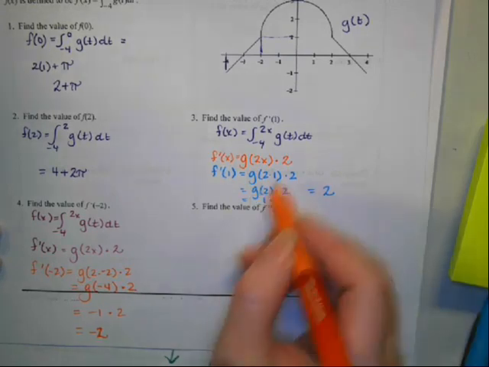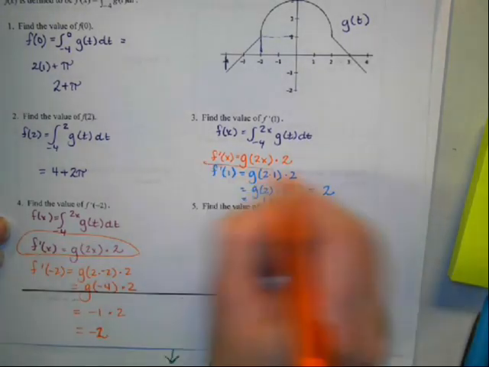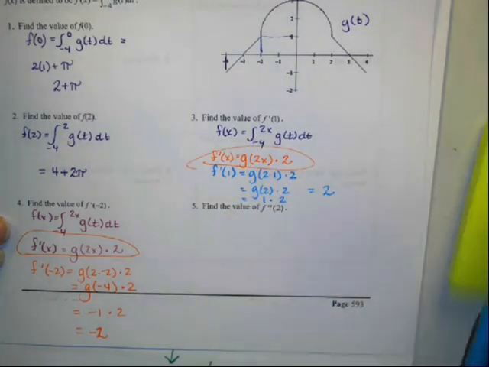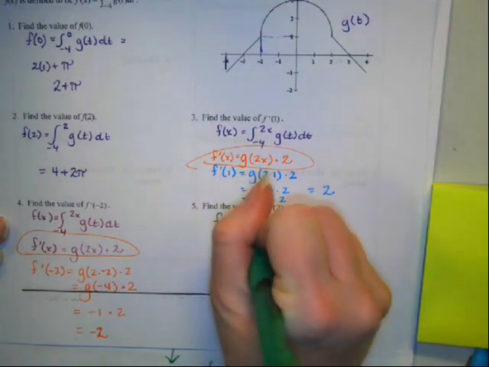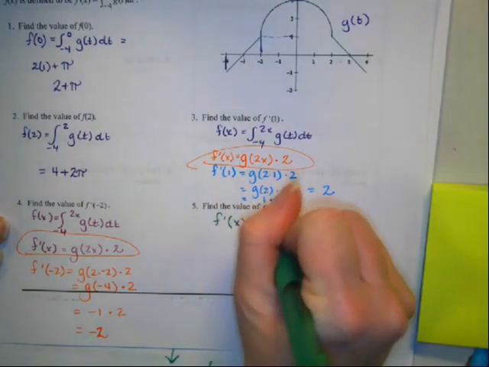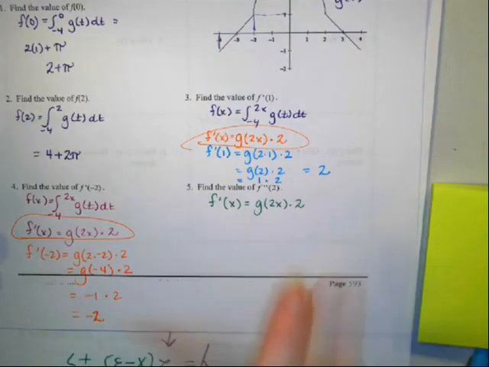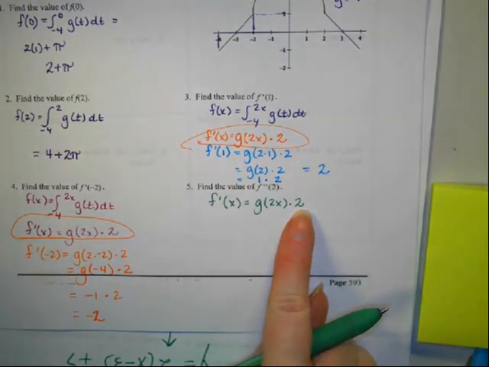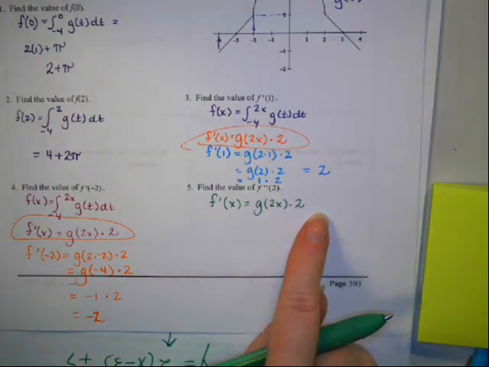So find the value of f double prime. Well, because we've done it twice now, this is f prime, right here, right? So let's start there and write that down. So f prime of x is g of 2x times 2. Well, the 2 is a constant, so it's still there. When you find a derivative, we multiply by the constant, the 2 is still there.